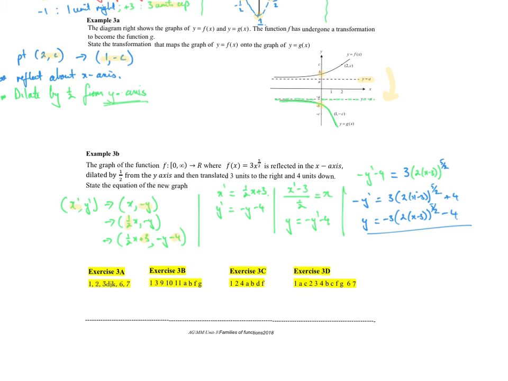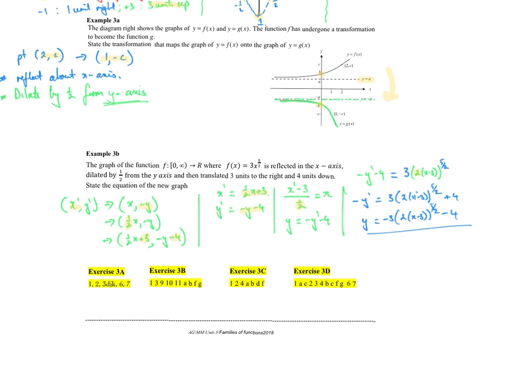All right, we know the process. x dash is now equal to half x plus 3, y dash is negative y minus 4. Transpose and get x and y equals, and then just substitute those expressions into whichever rule that we're talking about. Obviously if we divide by a half, we can flip it upside down and multiply by 2, can't we? So we have our negative y minus 4 equals 3 times 2 times x minus 3, all to the power of 5 on 2.